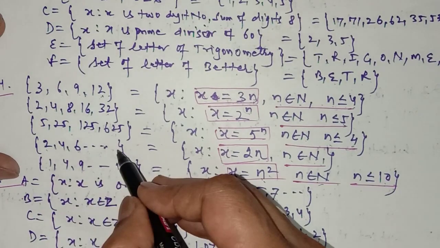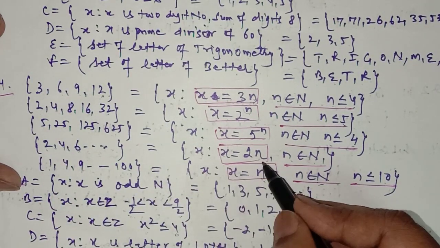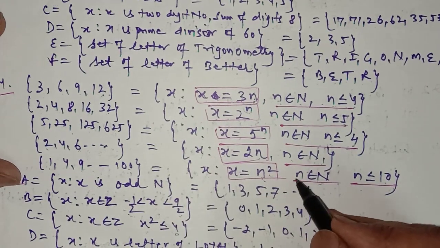Then 2, 4, 6 and so on, an infinite set. So it is a multiple of 2. So you can write x such that x is equal to 2n, where n belongs to natural numbers, where there is no limitation because it is an infinite set.